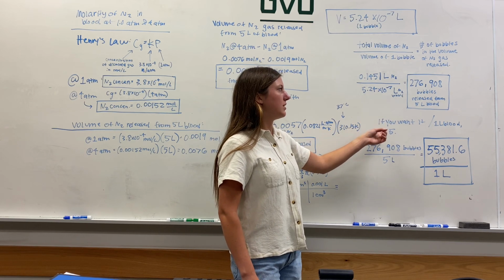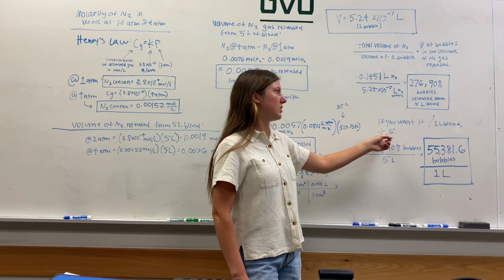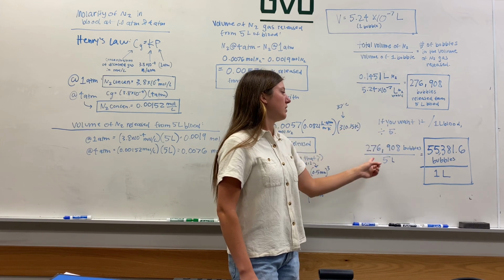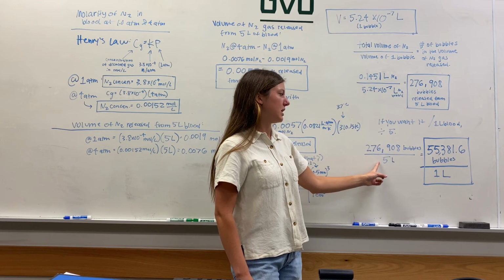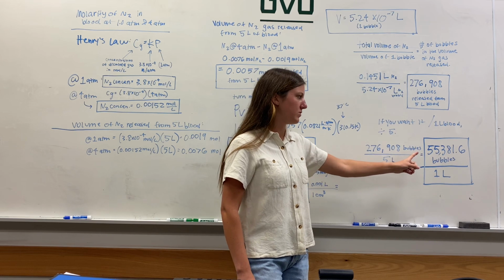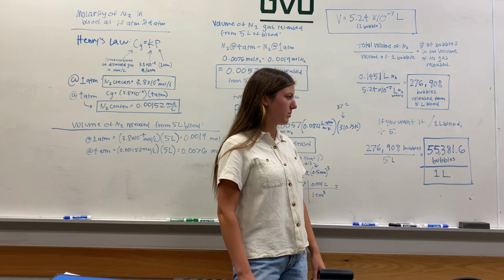But if you wanted the bubbles per 1 liter of blood, you can just divide this number by 5. So you do 276,908 bubbles divided by 5 liters. That gives you 55,381.6 bubbles in 1 liter.